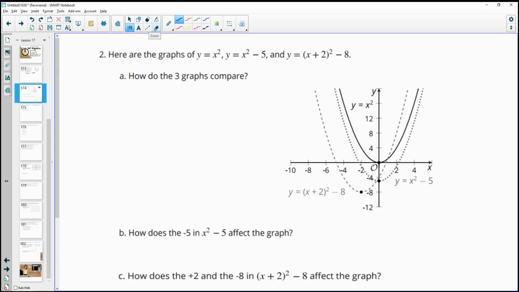Number 2, here are the graphs of y equals x squared, y equals x squared minus 5, and y equals (x + 2)² - 8. How do the 3 graphs compare? So they're all really similar. They're just moved around in different areas of the graph, right? So they're the same shape, but in different positions.